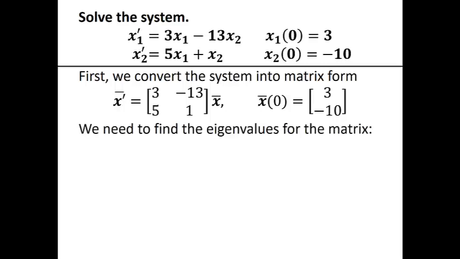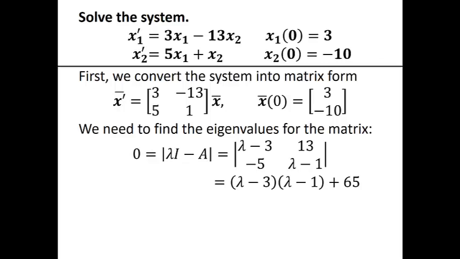We need to find the eigenvalues for our coefficient matrix. So we want to find all numbers lambda such that the determinant of lambda I minus A equals 0. Now in this case, lambda I minus A is the matrix [lambda minus 3, positive 13; negative 5, lambda minus 1]. We compute the determinant of this matrix, lambda minus 3 times lambda minus 1 plus 65. Multiply out: lambda squared minus 4 lambda plus 68.